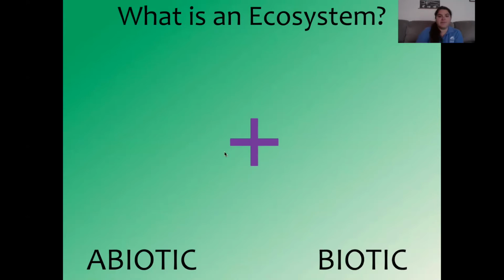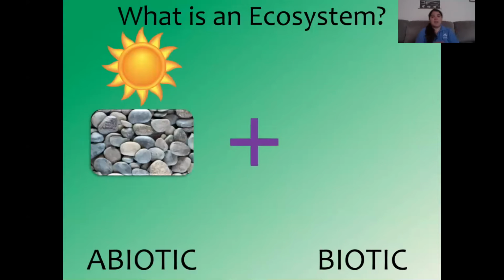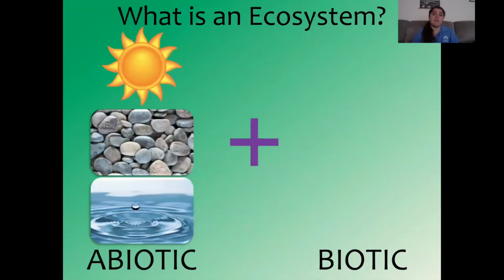Some examples of non-living abiotic factors in an ecosystem are the amount of sunlight, the kind of material that's on the bottom of the ecosystem, so it could be sand, rocks, or dirt, and also the kind of water and amount of water that is in that ecosystem. Now, no two ecosystems are created the same, and they each have their own unique non-living abiotic factors.